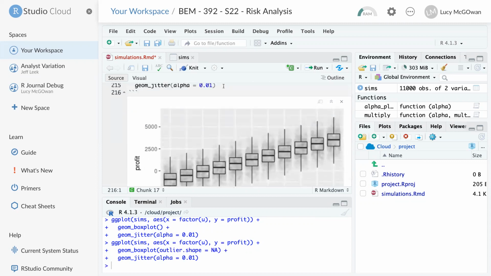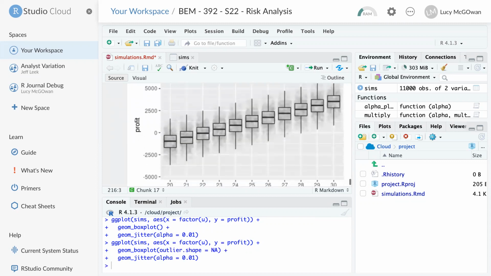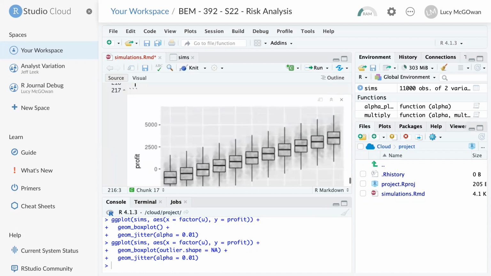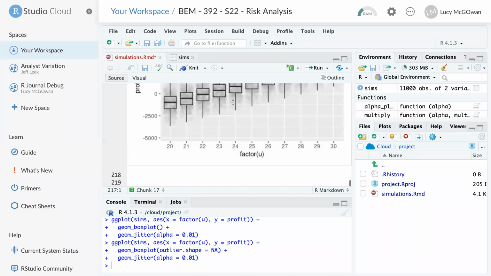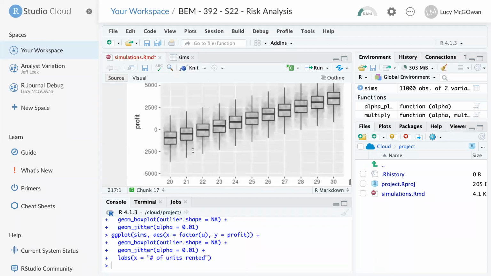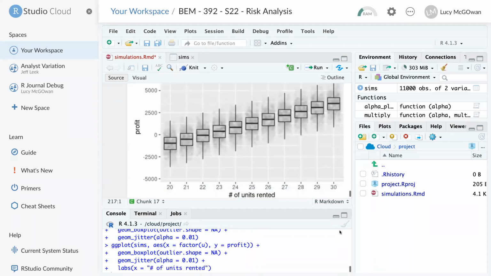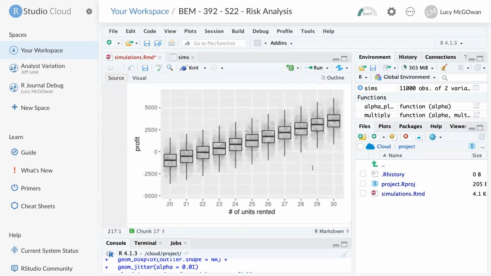And a couple more things to clean up this plot. For example, I might want to change the label on the bottom. I can use the labs function to change the label on the bottom to just number of units rented. Okay, so this gives me some sense. If I'm looking at this from a practical perspective, if I was trying to decide whether to make this investment, it gives me a good sense of where I'd want to be in order to feel pretty confident that this would be an okay investment.